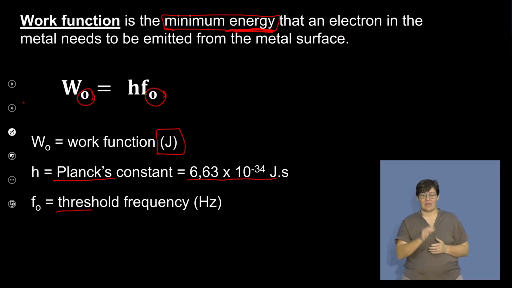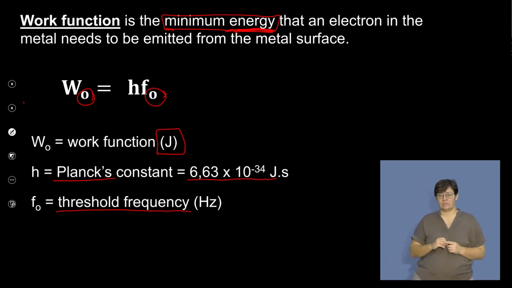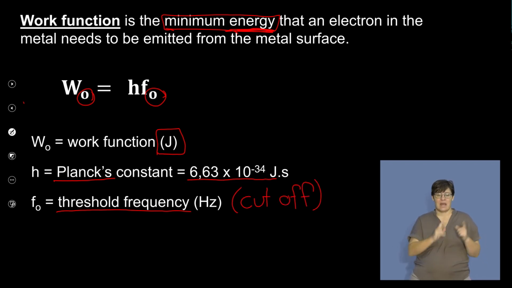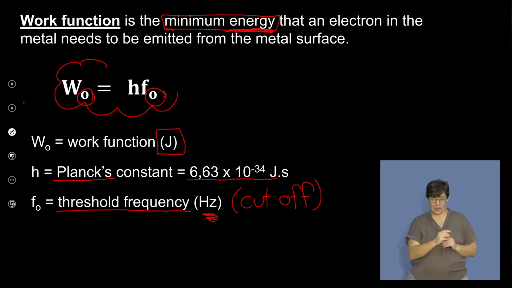F0 is the threshold frequency measured in hertz. It's sometimes called the cutoff frequency. You shouldn't see that one very often, okay? But it has to be in hertz. Generally, we're going to work with very high frequencies because we're working with ultraviolet light, which has a very small wavelength. But we're going to work with this equation lots and lots and lots.